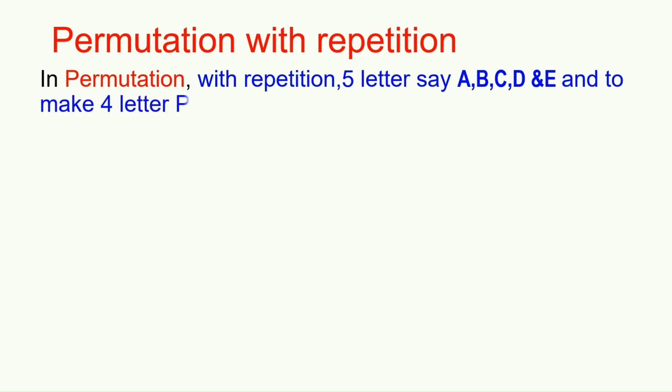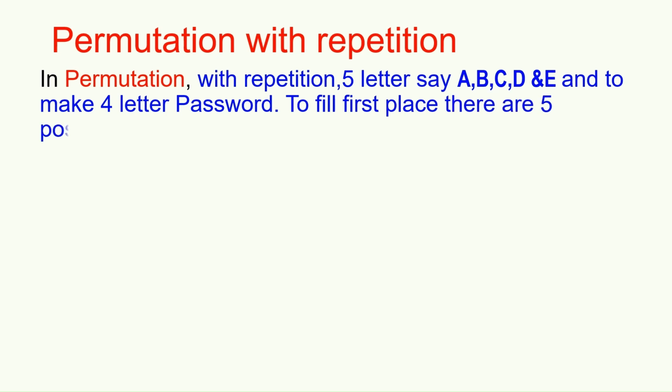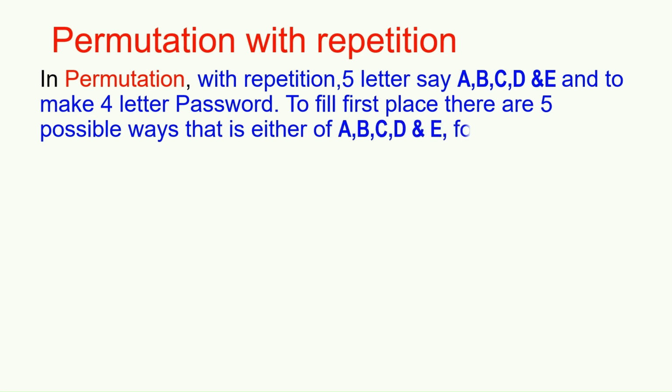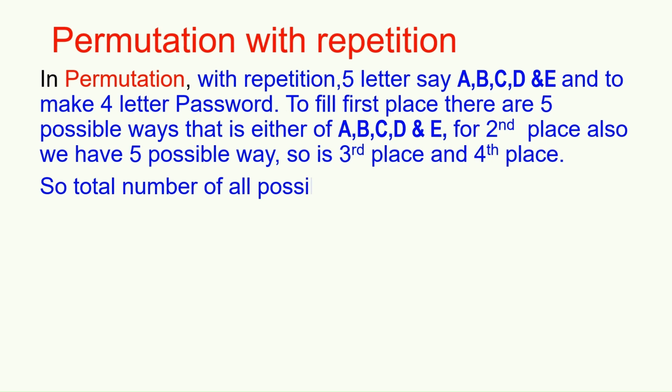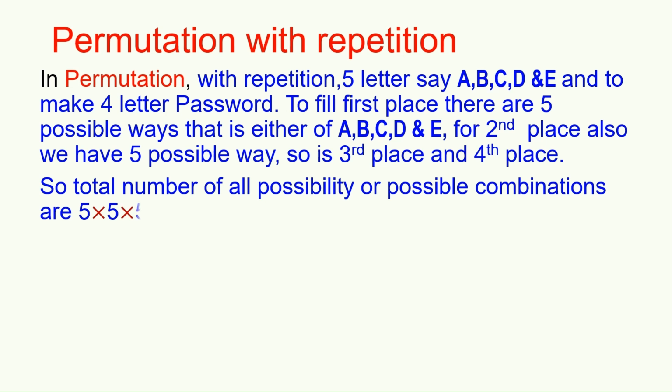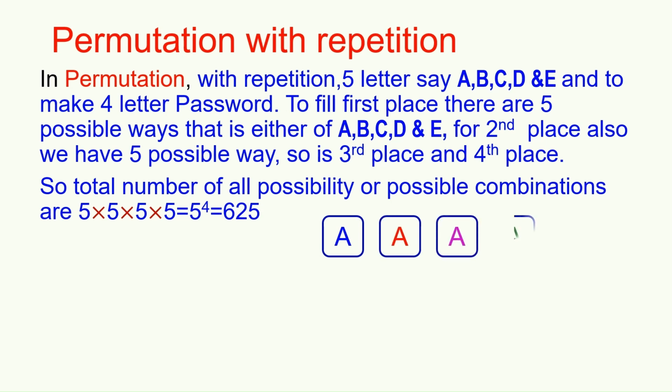In permutation with repetition, take 5 letters, say A, B, C, D, and E, and make a four-letter password. To fill the first place, there are 5 possible ways, that is either of A, B, C, D, and E. For the second place also, we have 5 possible ways. So it is for the third place and for the fourth place. So the total number of all possibilities or possible combinations is 5 times 5 times 5 times 5 equals 5 to the power of 4 equals 625.